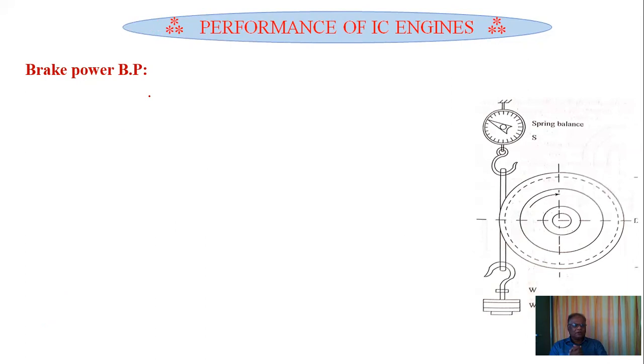Next is brake power. You know that the brake power is the power available at the engine shaft. It's a useful power, a shaft power. To calculate this, we need the torque of the shaft. That torque can be measured with the help of any one type of dynamometer like this. Here, the rope brake dynamometer is given. With the help of this dynamometer, we can calculate the torque.